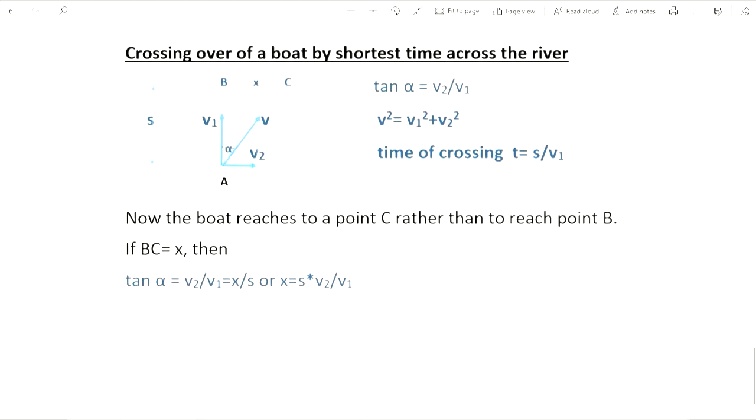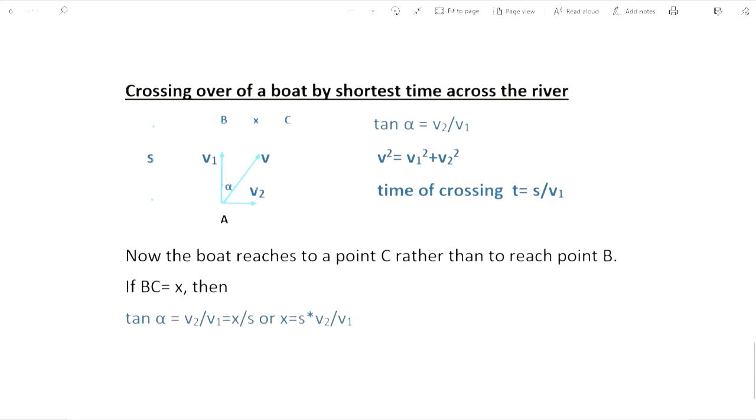Now, crossing over of a boat by shortest time across the river. Now you have to be clear that it is along the shortest time. In this case, if we see the triangle ABC, tan alpha is V2 upon V1. V2 is the velocity of flow of the river. The swimmer is going to swim along the V1 direction, but the resultant velocity is along V. V squared is V1 squared plus V2 squared, and the time of crossing is S upon V1, because the perpendicular component is V1 only. Now the boat reaches point C rather than point B.